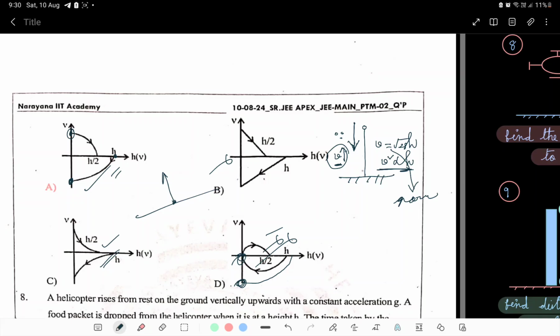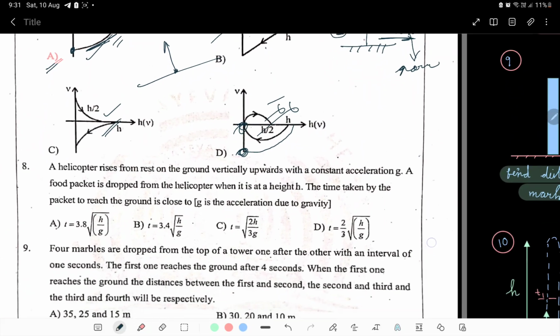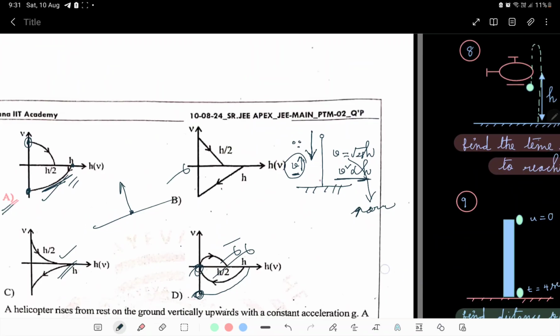If you differentiate it, you will get the acceleration, right? What will the acceleration be like? Just find out the slope of all this, and you will get option A. Right. Now question number 8.